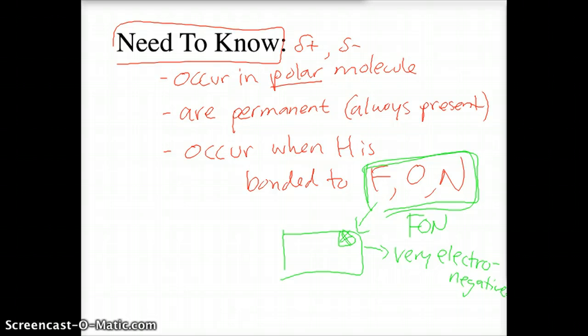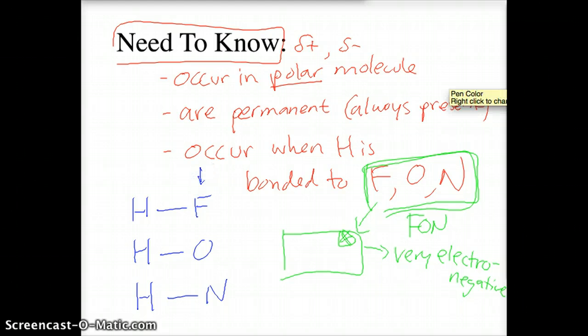As a result, since they're super electronegative, they will pull electrons away from whatever other atom they're bonded to. So for example, if we have a hydrogen bonded to a fluorine, a hydrogen bonded to an oxygen, or a hydrogen bonded to a nitrogen, we know that all three of these atoms really want to steal electrons. So they're all going to be slightly negatively charged, and therefore all the hydrogens will become slightly positively charged.